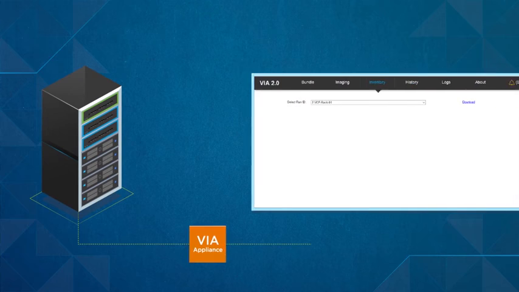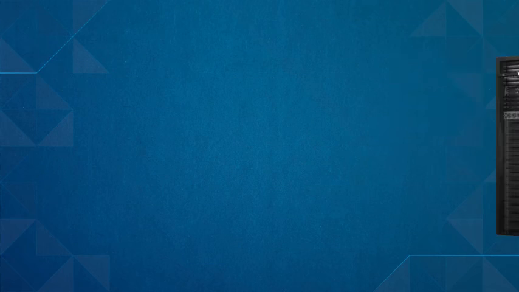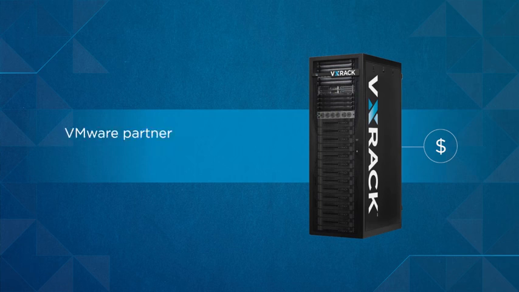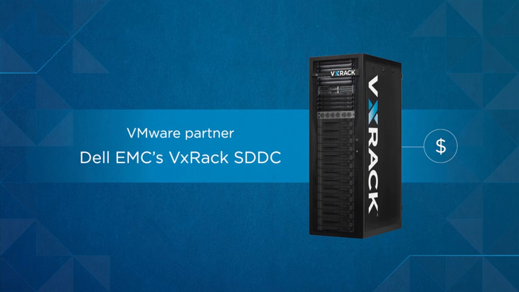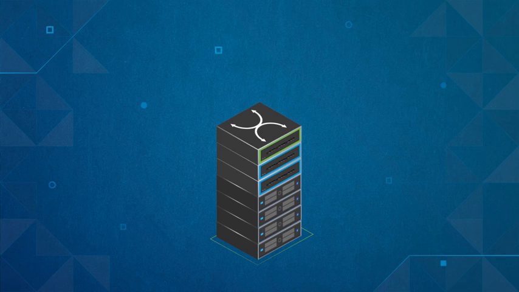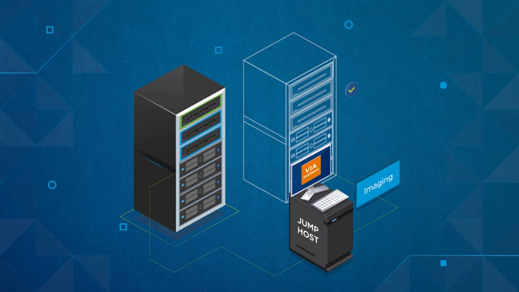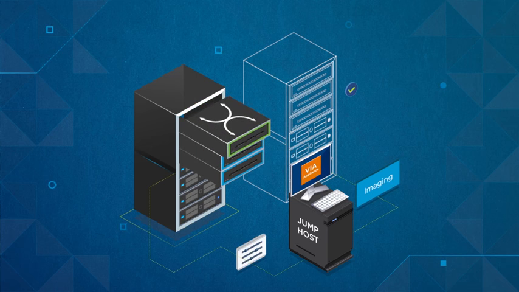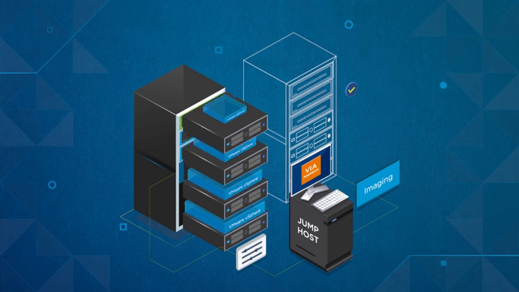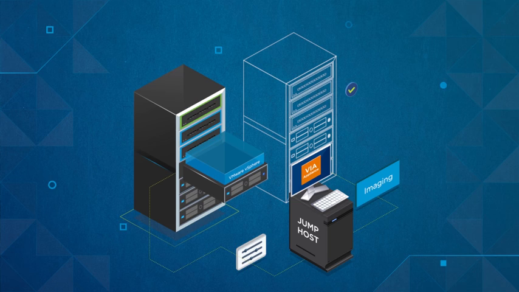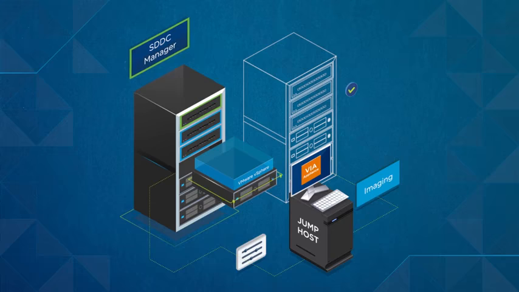You can assemble the hardware and image the racks yourself, or you can purchase pre-imaged racks from select VMware partners, such as Dell EMC's VxRack SDDC, for example. Either way, once the physical components have been assembled, the rack is imaged using the VIA appliance. During imaging, the VIA pre-configures the physical switches, installs ESXi on the hosts in the rack, stages the Cloud Foundation software stack on the first node in the rack, and deploys the SDDC Manager appliance.